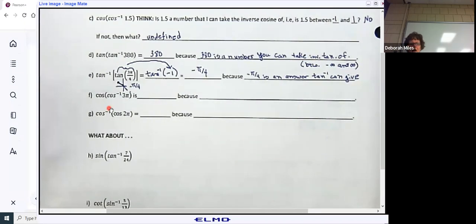F is cosine of inverse cosine of 3 pi. Can I say those just undo each other and leave me 3 pi? No. Why not? Give me the right reason. The 3 pi is what?